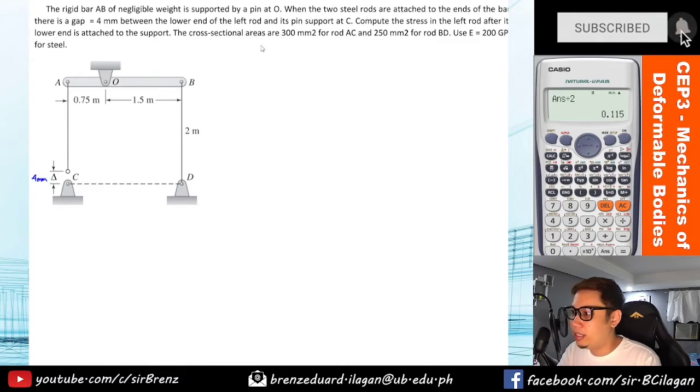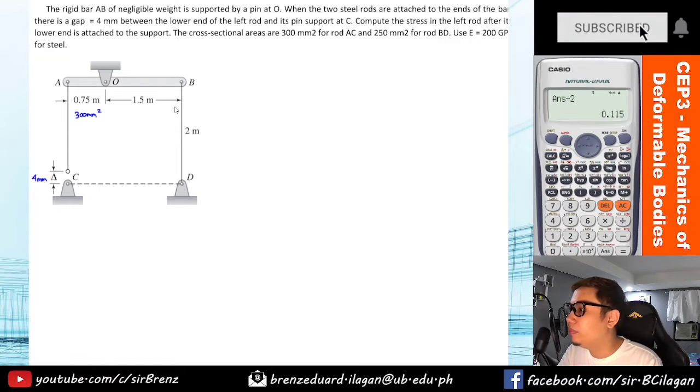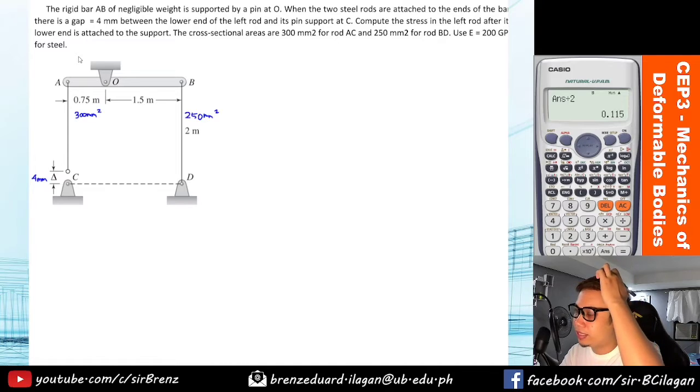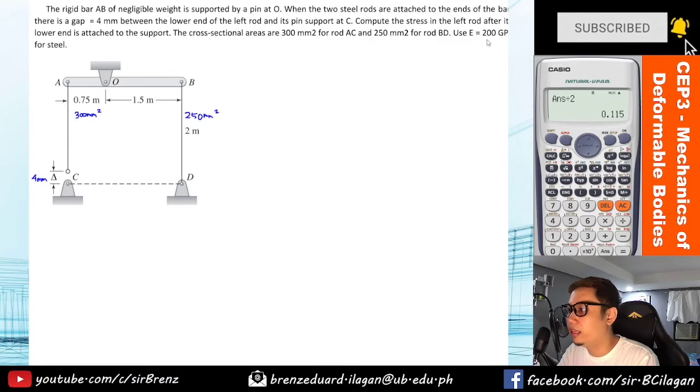The cross-sectional areas are 300 mm squared for rod AC. Okay, so isulat na lang din natin dito sa gilid. And for BD, the area here is 250 mm squared. So use 200 gigapascal for steel, or yung modulus of elasticity. Okay, so itong mga values naman na to guys is constant siya. And ito naman lagi yung ginagamit natin sa steel.